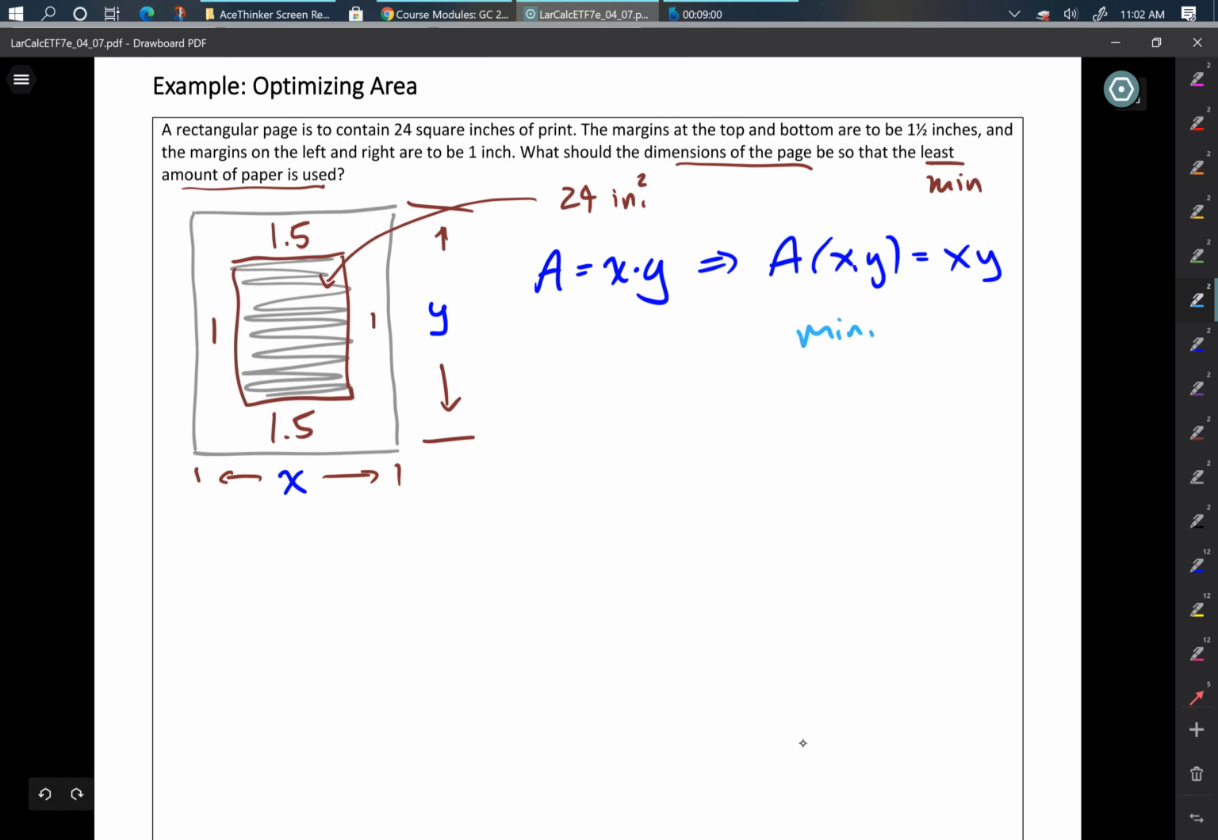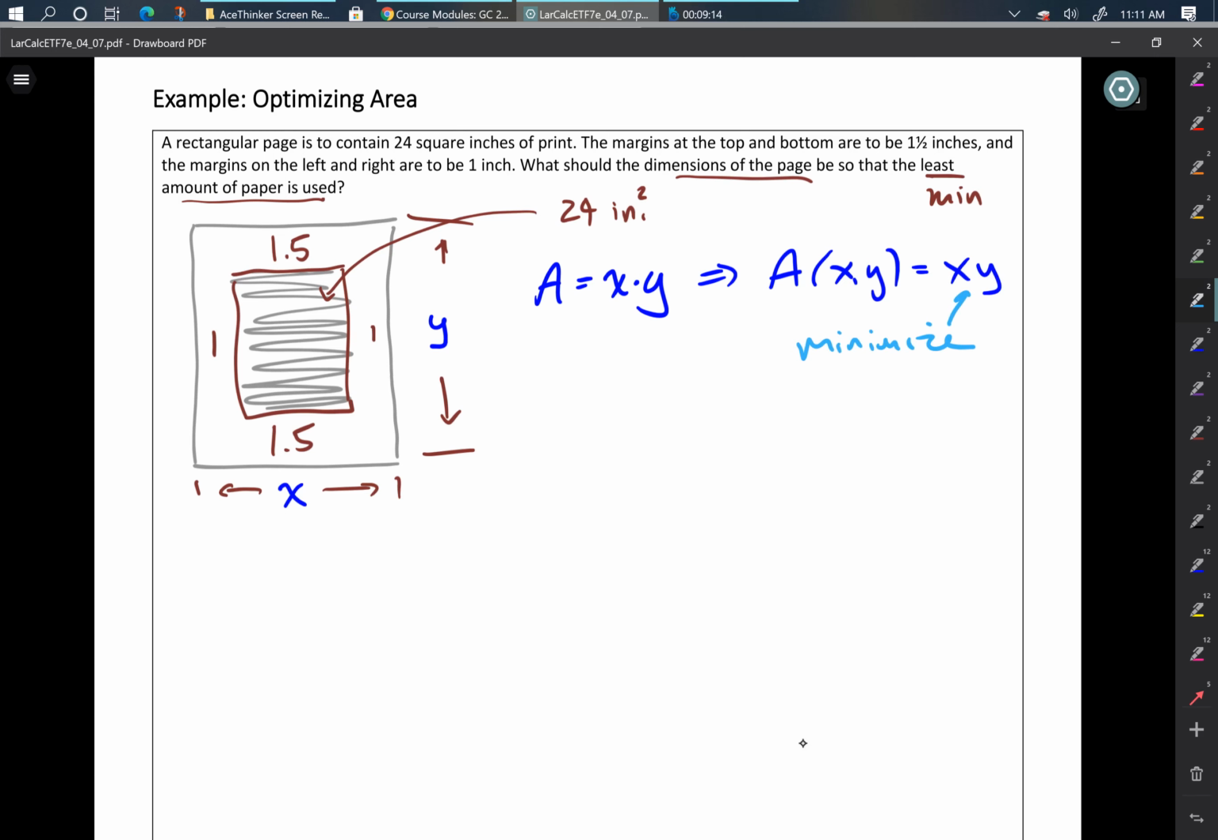I can't minimize this. My job is to minimize. I can't minimize this because it contains two variables. So I'm going to have to go back in and try to find some sort of secondary equation so I can do a substitution and minimize a single variable function. So if we have two variables, we need one variable. We need another variable reduction equation. And I think the piece of information we haven't used is this, 24 square inches of print.